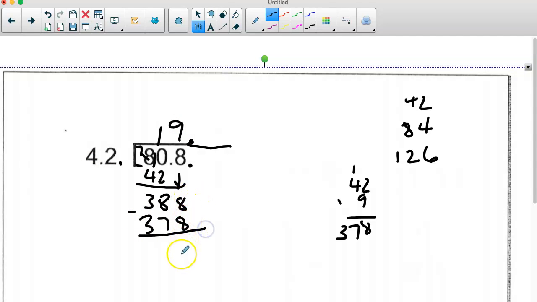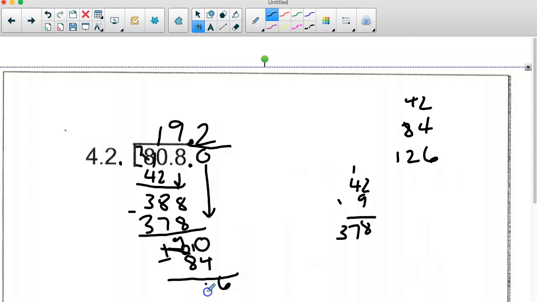9 times 42 is 378. When I subtract, I get 10. I will add a trailing 0 and bring it down. Now I have 100. 42 can go into 100 twice. 2 times 42 is 84. When I subtract, I get 16.